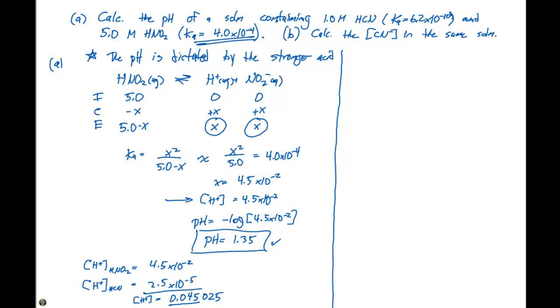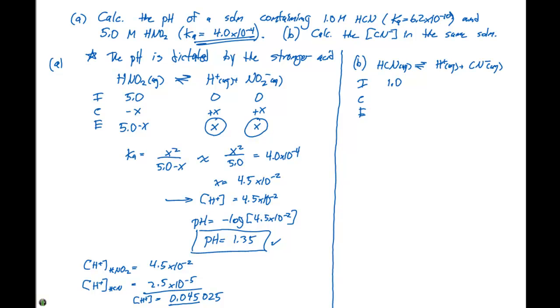Now let's calculate what is asked of us in part B, which is to calculate the CN minus in the same solution. For this, we need to set up our equilibrium expression for HCN, which is going to be H plus in aqueous solution plus CN minus in aqueous solution. Okay? We now need to set up an ICE table for this expression, and initially we start out with a 1.0 molar concentration of HCN.